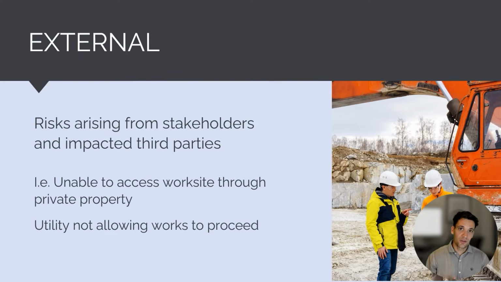In the final category, we've got external risks. So we could have risks arising from our stakeholders or impacted third parties. So we could be prevented in accessing the work site because we have to go through private property, or we could have a utility not giving us approval to complete construction excavation near their underground service. So we can have our works impacted by the actions of third parties.